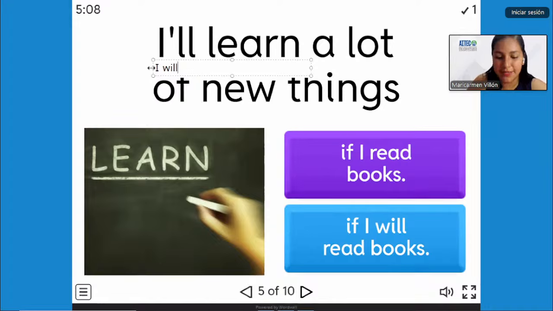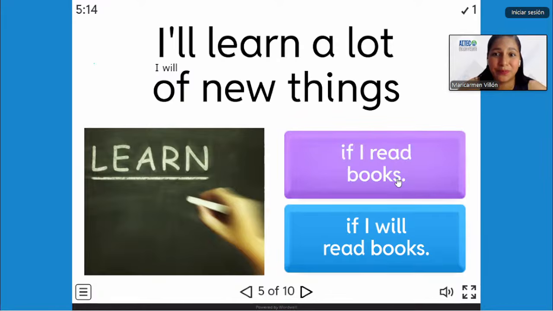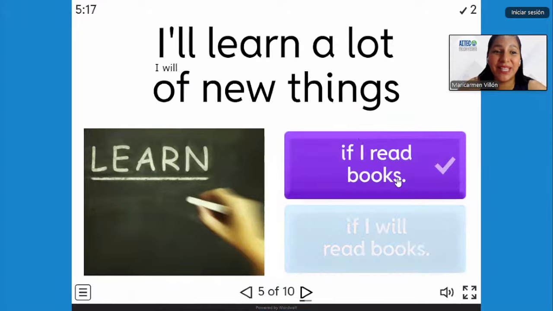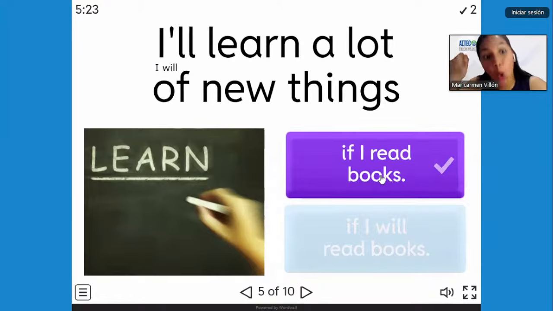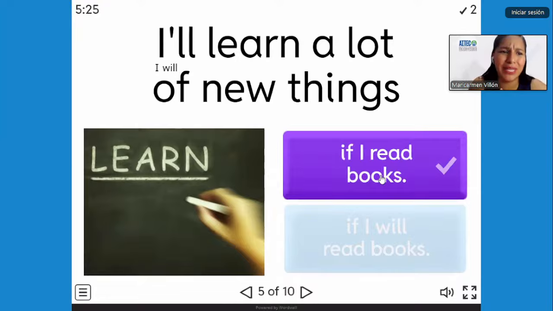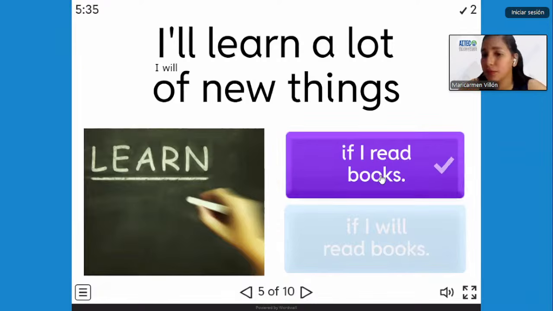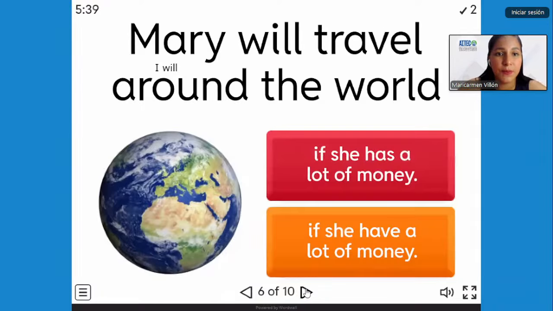So what is the correct answer? I'll learn a lot of new things if I read books. Aquí también estaba el resultado primero. Puede también empezar con la condicional. Veamos lo anterior. If I read books, coma, I'll learn a lot of new things. Y es que si yo leo libros, voy a aprender muchísimas cosas nuevas. El resultado es el futuro. Excelente. Veamos esta. Look at this one.